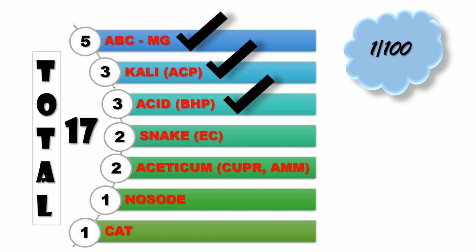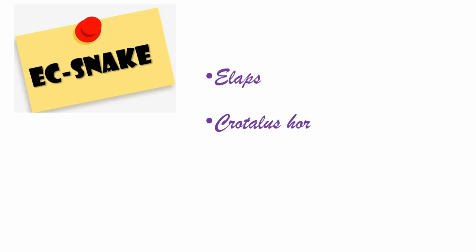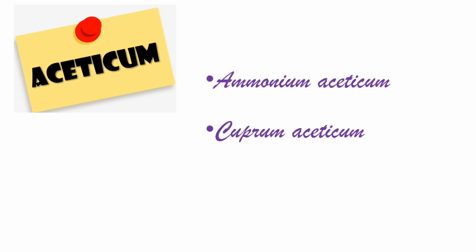Now we move towards the two drug groups, which are EC snake and AC aceticum. EC snake is Elaps and Crotalus horridus. AC aceticum is A for ammonium aceticum and C for cuprum aceticum.